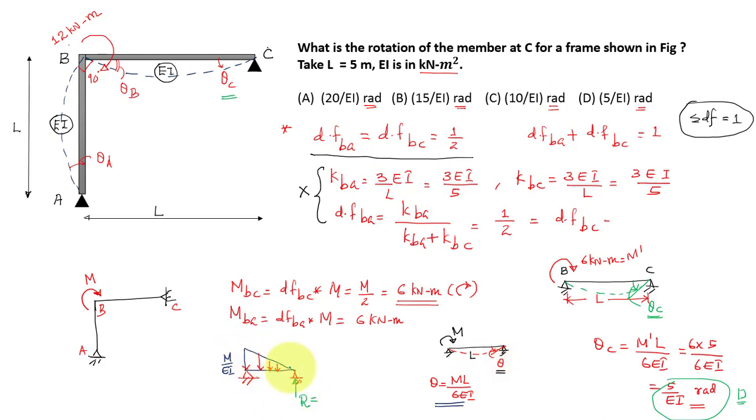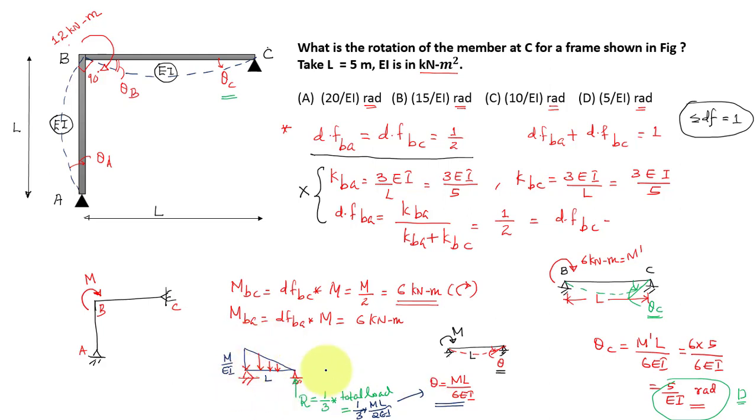This reaction you can easily find out. If you have a triangular load, this reaction will be 1 by 3 times the total load in the beam. So what is the total load? We have M by EI as this value and this is your length. The total load will be the area of this triangle, that is half into ML by EI. So we can substitute half into ML by EI, that is 1 by 3 times ML by 2EI, that is ML by 6EI.